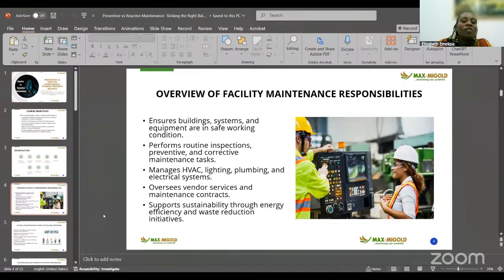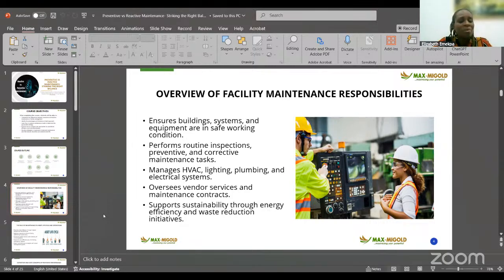Okay, overview of maintenance responsibility. I mentioned earlier, I personally am a maintenance person. When I wake up in the morning, I carry my bag and say, I'm going to work. What am I going to do when I get to work? What are those things I need to do? What are the first things I need to check?